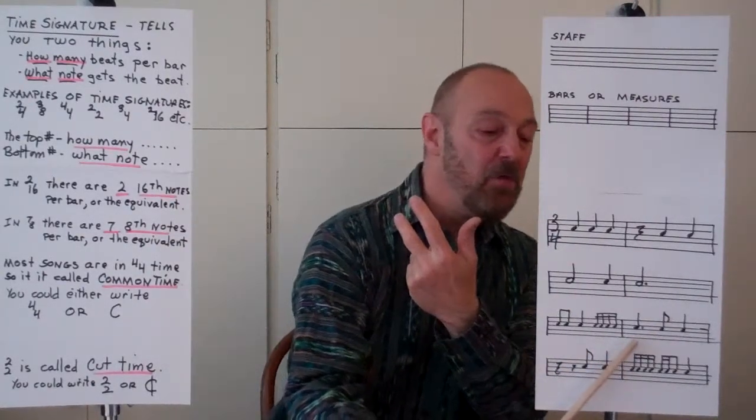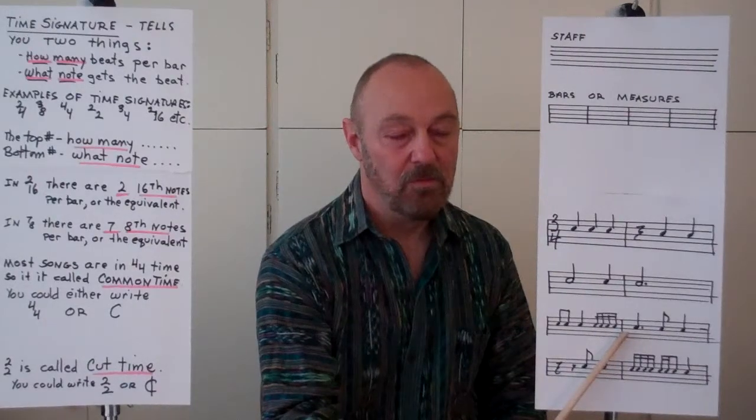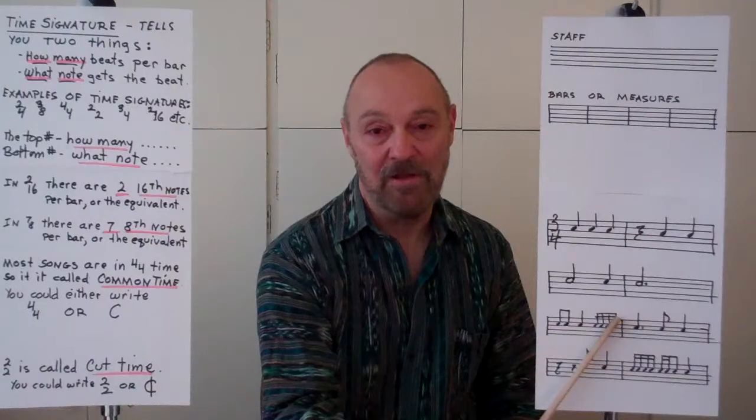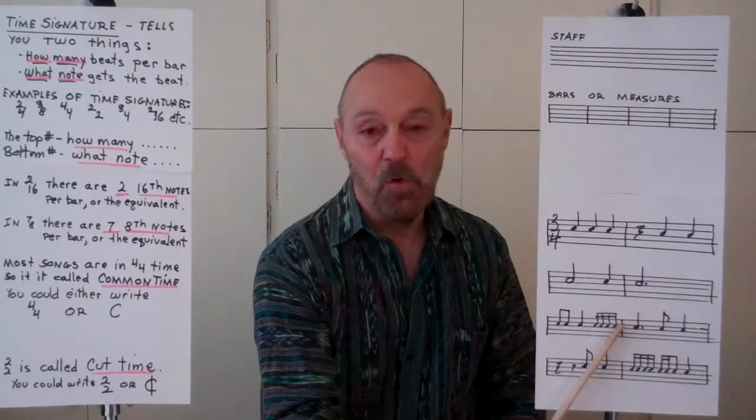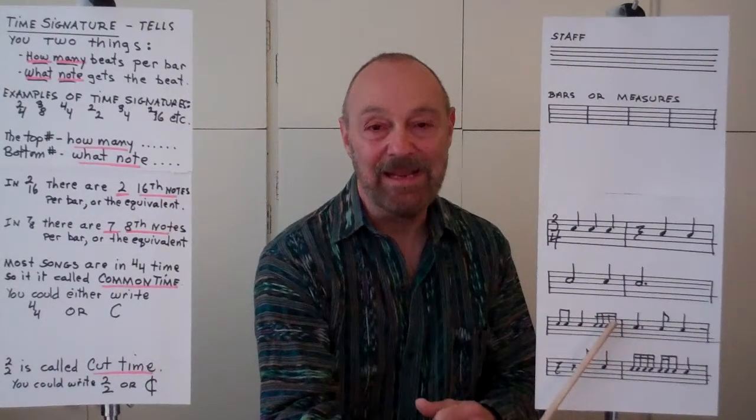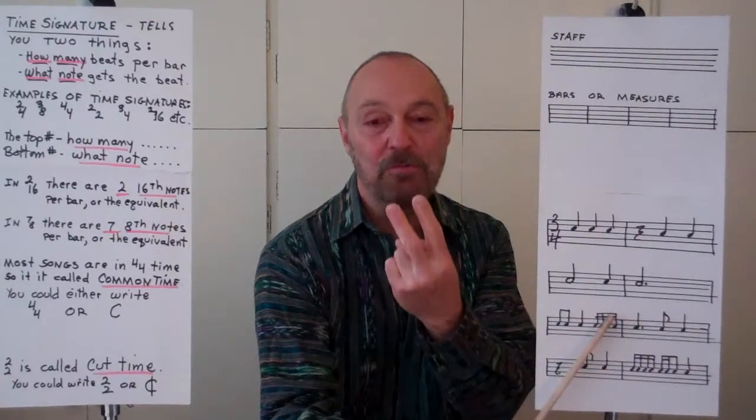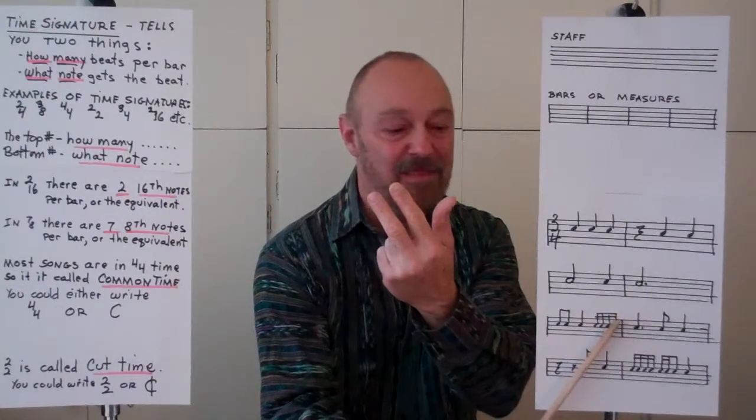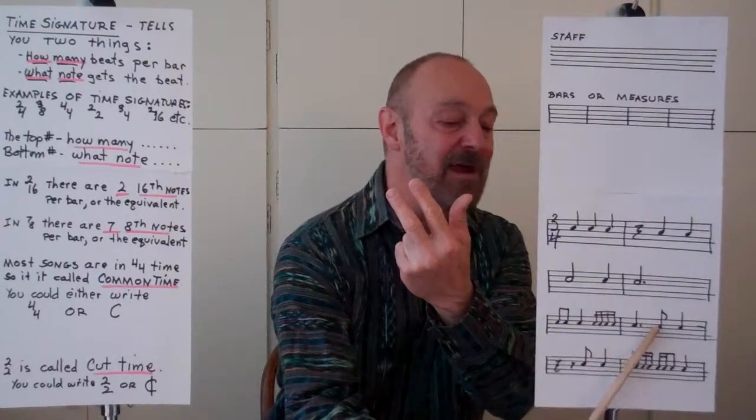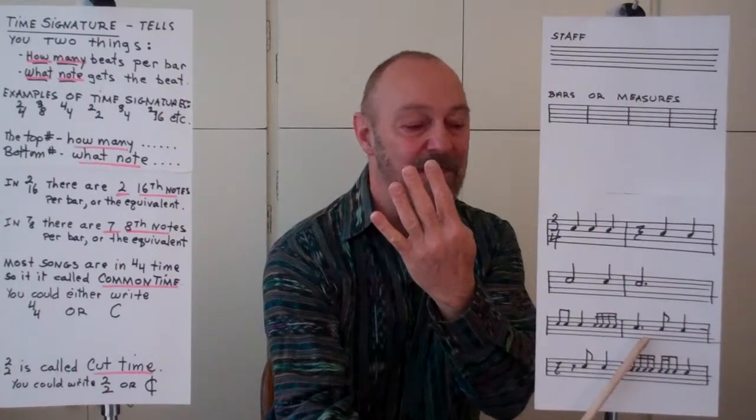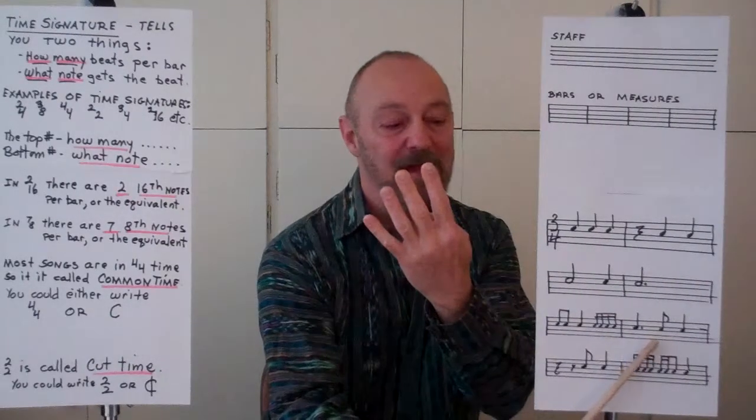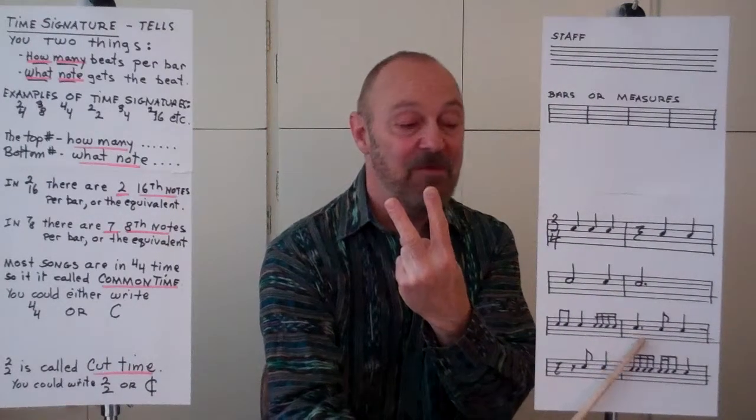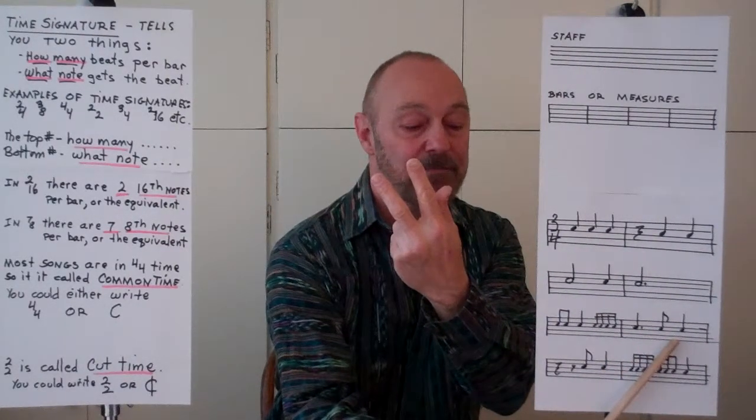In this bar, we have a dotted quarter note. A dot increases the value by 50%, as you learned in the previous video. So a quarter note with a dot would equal the regular 2 eighth notes plus 50% more. So it would equal 3 eighth notes. And then we have another eighth note here. So that's 4 eighth notes. And as you know, 4 eighth notes equal the value of 2 quarter notes. And then we have the 3rd quarter note here.